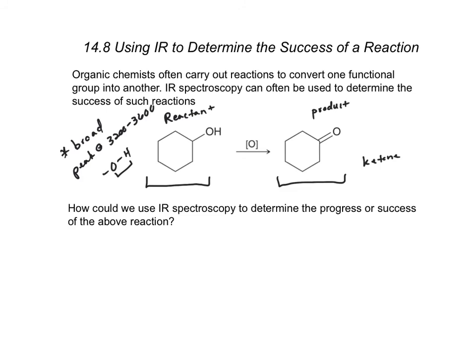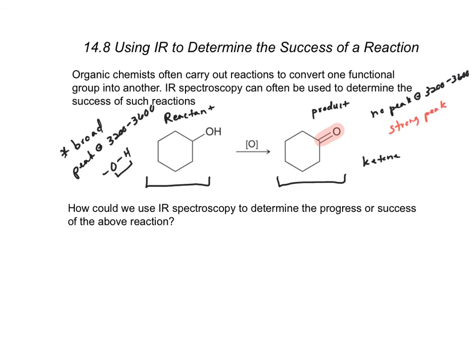No. So one big indicator is that there'd be no peak at 3200 to 3600. That would have completely disappeared, since there's no more alcohol group. What would have come in instead that wasn't there in the original spectrum? How would you describe this peak? It would be a strong peak.